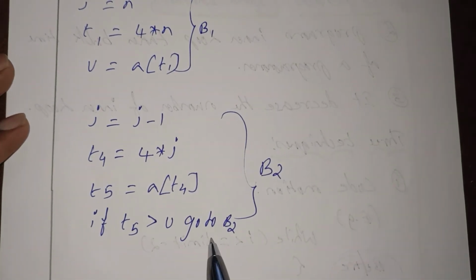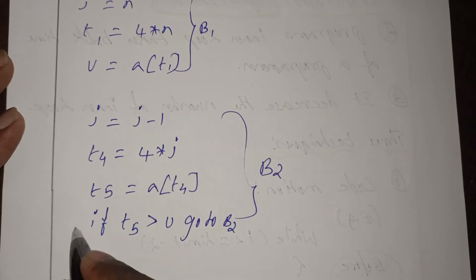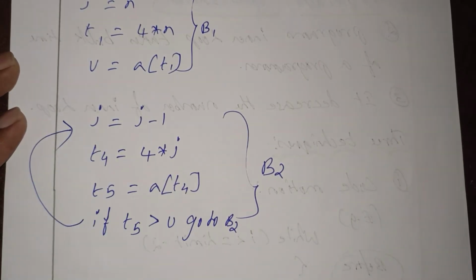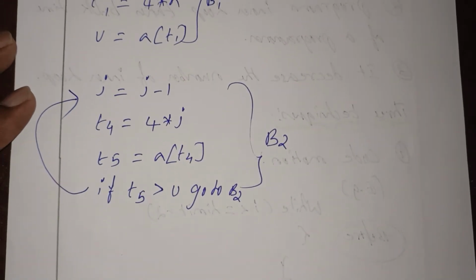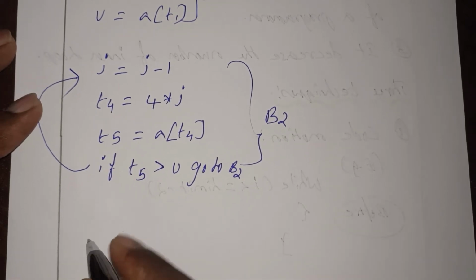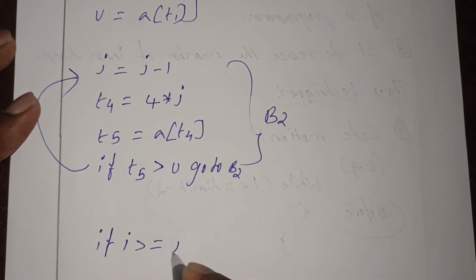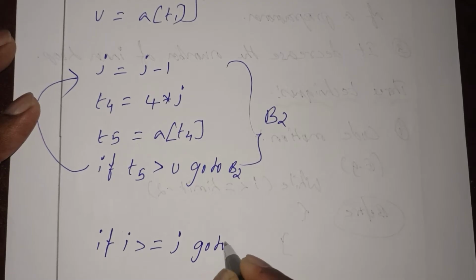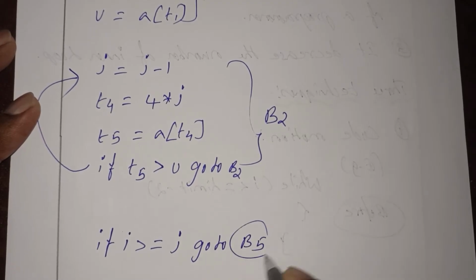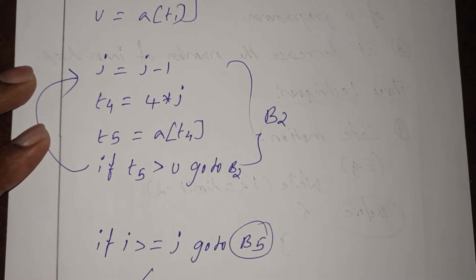So it is again asking if T5 is greater than U, the condition, then again go to B2. So again it starts from the inner loop, from the beginning, right? This is block 2. Assume that in block 3, if I is greater than or equal to J, then go to block 5. So this block 5 is the output process. Say for example, this is block 5.